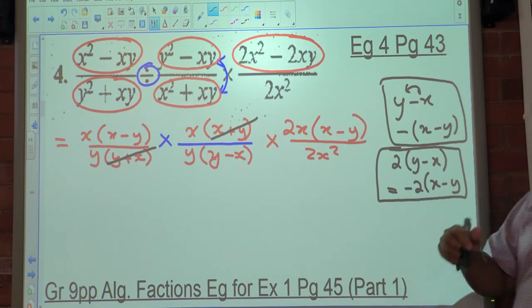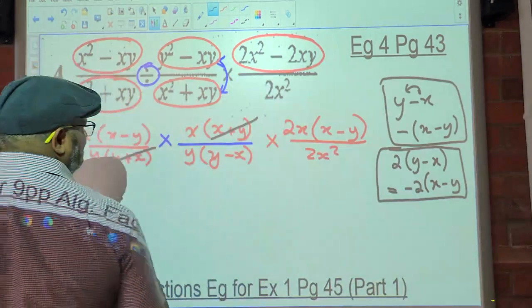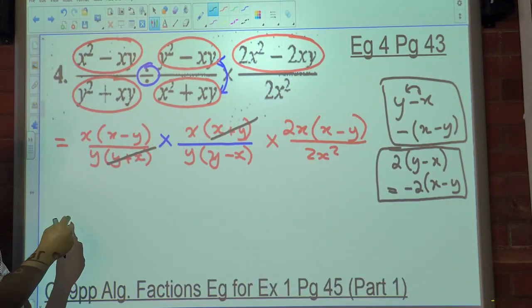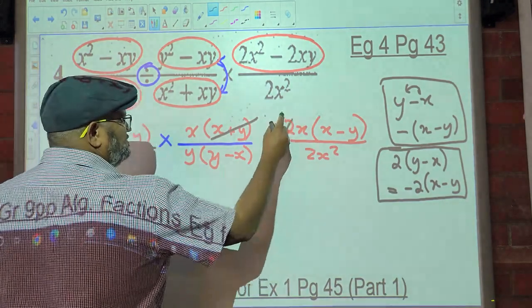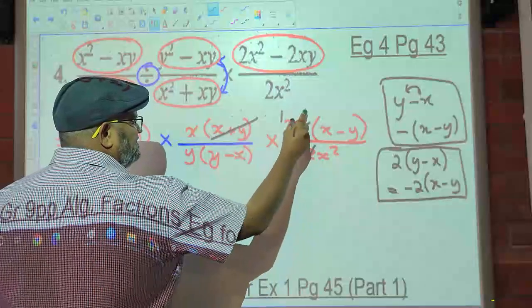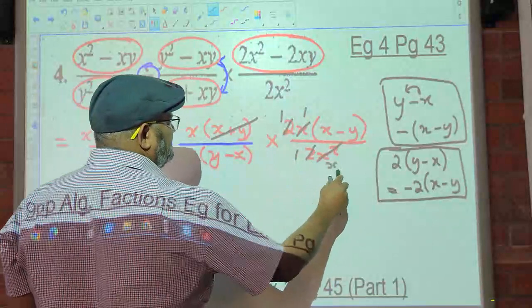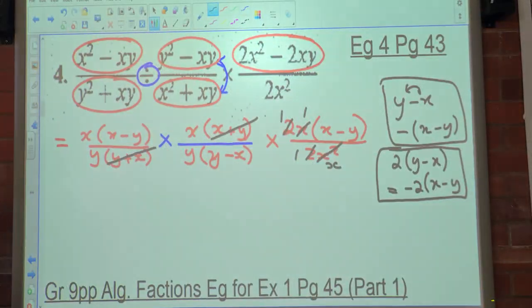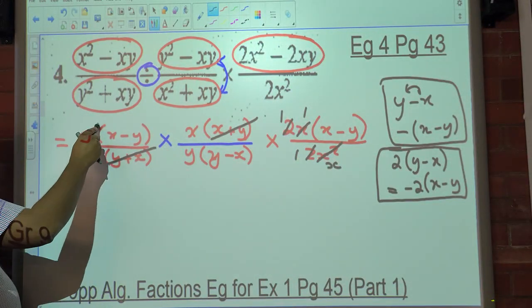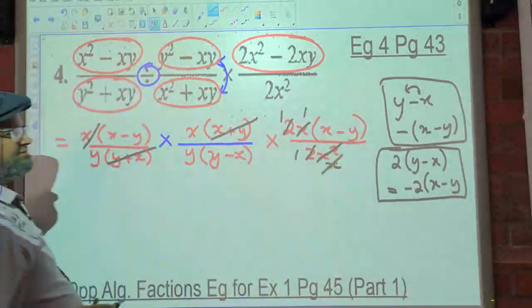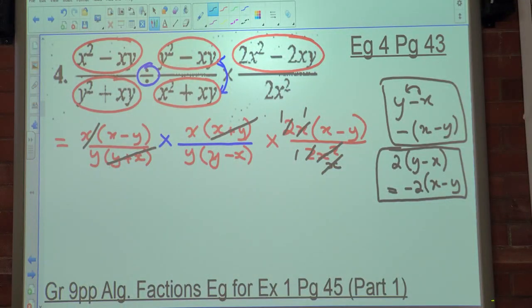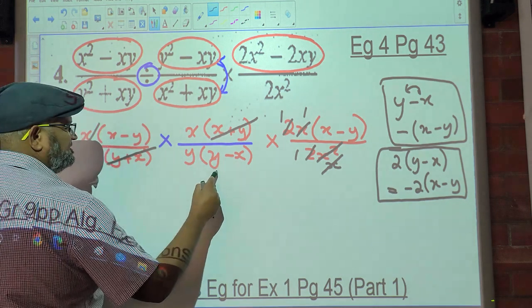People, what else can cancel here? 2 goes into 2 once, 2 goes into 2 once. X goes into x once. X goes into x squared how many times? X times. There we go, she said can cancel that x and this x. What else can cancel? Nothing. So what I'm going to do is I'm going to swap this around.